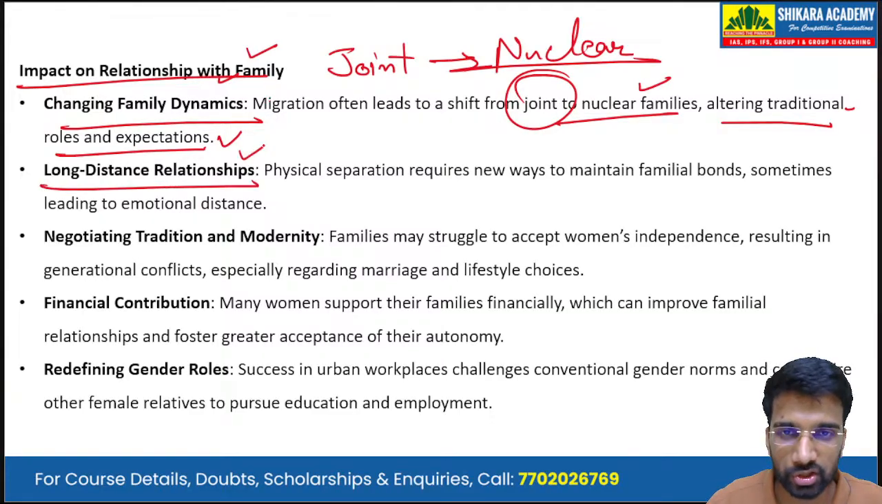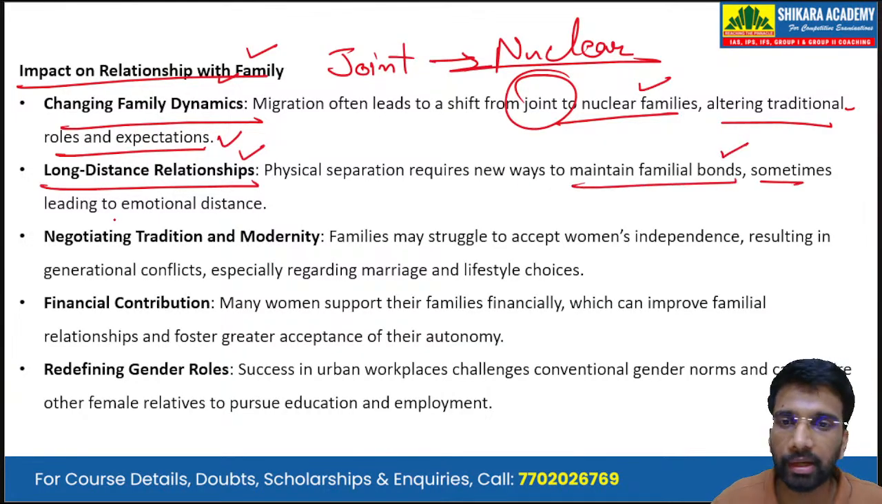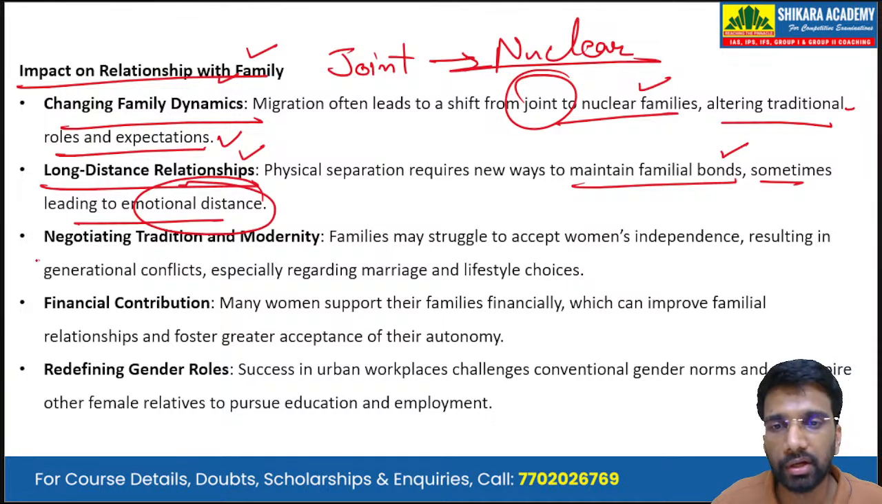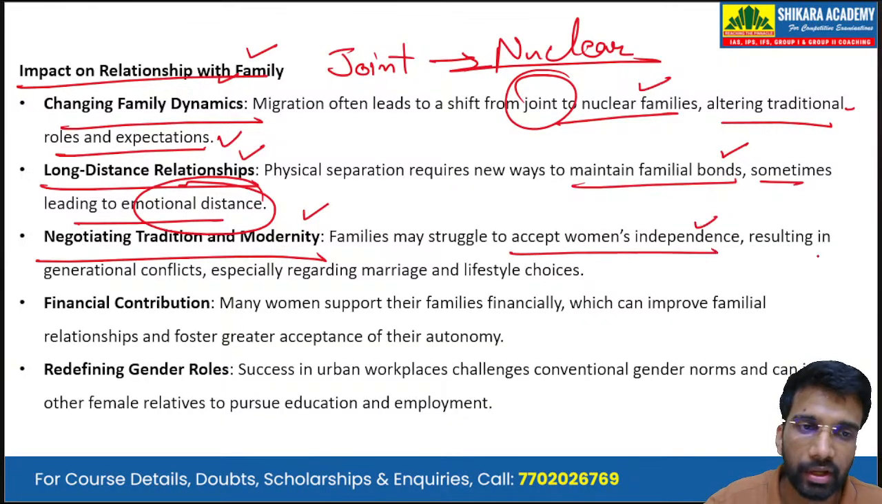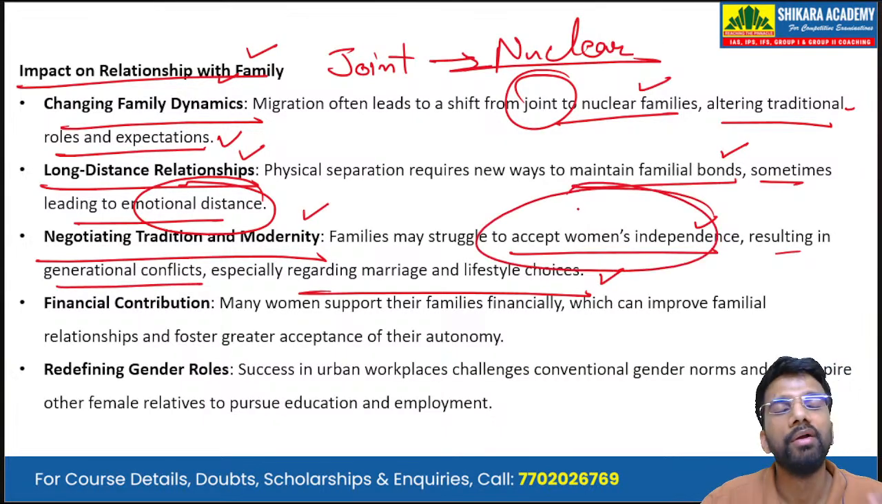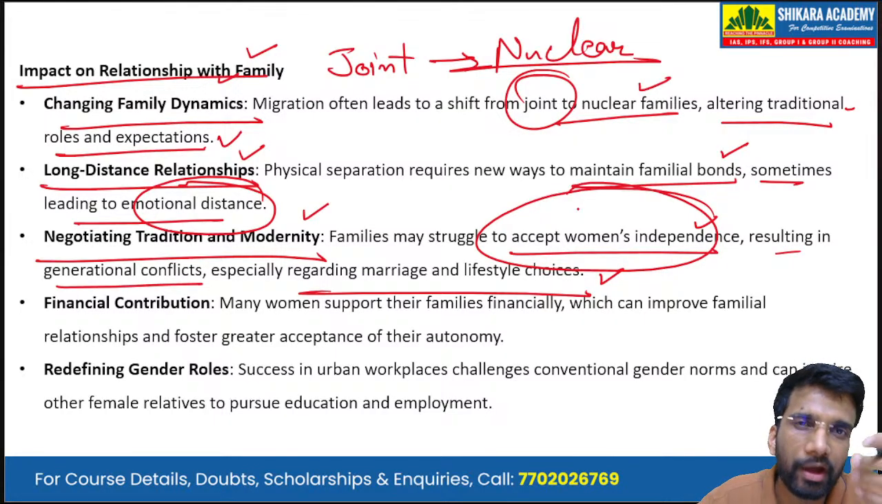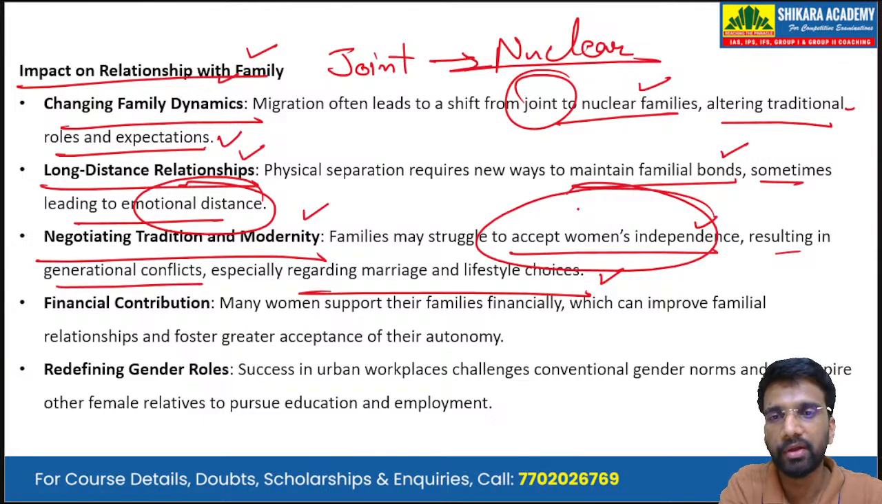Second is the long distance relationships. Physical separation requires new ways to maintain familial bonds, sometimes leading to emotional distance. Third is negotiating tradition and modernity. Families may struggle to accept women's independence, resulting in generational conflicts, especially regarding marriage and lifestyle choices. So, with financial autonomy, the woman starts to make her own decisions and is more independent. But the family may initially struggle to accept this, and this results in conflict and friction, especially regarding marriage as well as lifestyle choices.